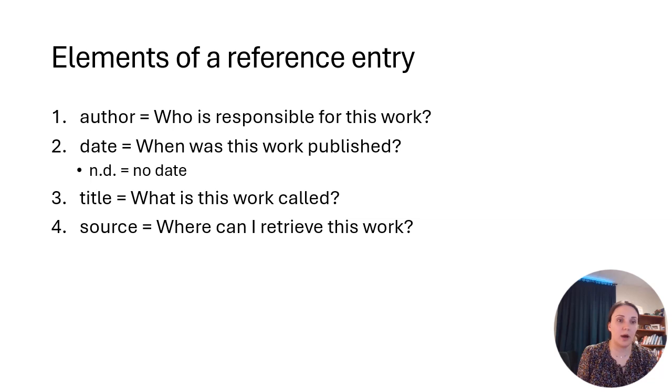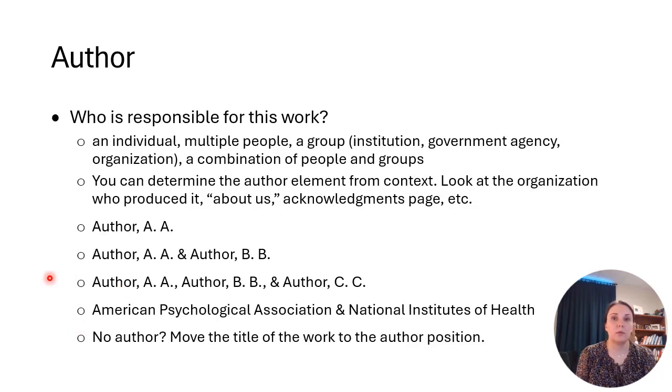Okay, so first up, the author. This is one of the 4 elements of your reference list entry in APA. Ask yourself, who's responsible for the work? So it's probably going to be an individual. Maybe it's multiple people. It could also be a group, such as an institution, a government agency, or an organization, or it could be a combination of individual people and groups. You can also determine the author element from context. So APA says you can go look at the organization who produced it, the About Us page, the acknowledgments, etc.